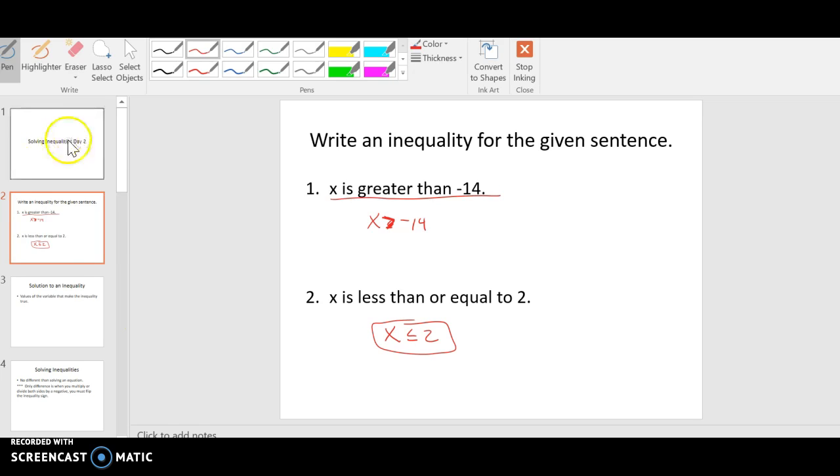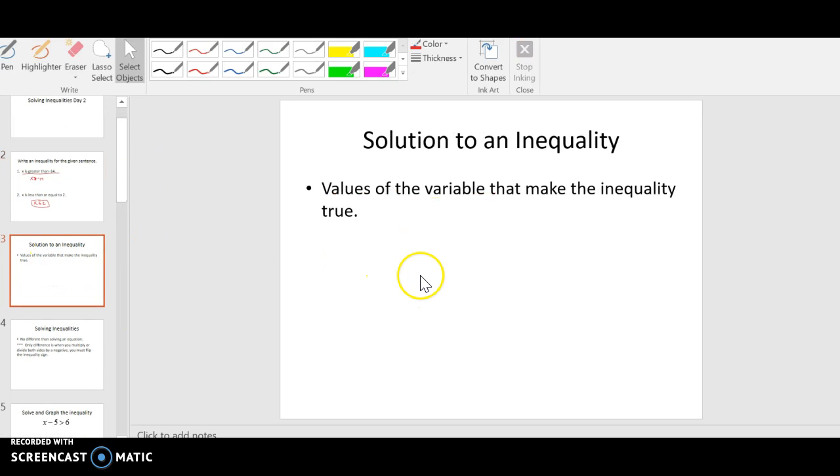So now, the other day we talked about these inequalities and what they mean. With this, the first thing we're going to talk about is the solution to an inequality. The solution to an inequality is the value of the variable that makes the inequality true. So when I have something like x is greater than 5, I can pick numbers to plug in for x, and the solutions would be the numbers that make it a true statement.